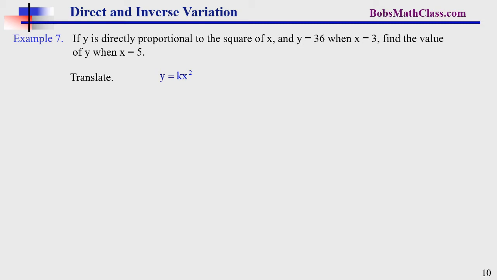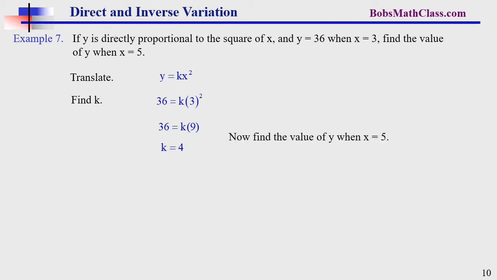Sorry, we've translated. Now let's put the numbers in. So replace y with 36 and x with 3. We're going to find k. So 3 squared is 9. Divide both sides by 9, and we get k equals 4. Does that sound okay? So we got k, but now we got another number. We want to find the value of y, so we want to find what y is when x is 5. So we're going to replace k with 4.